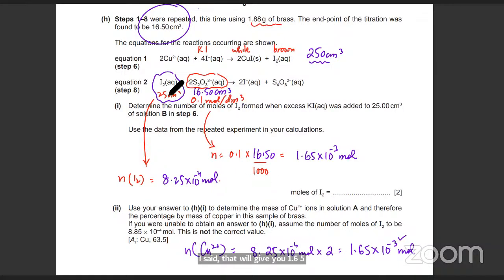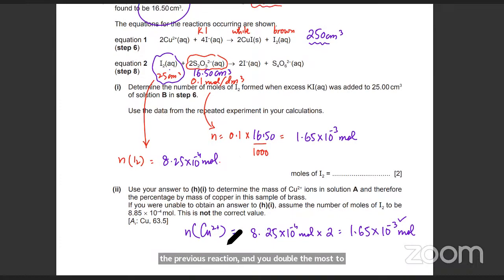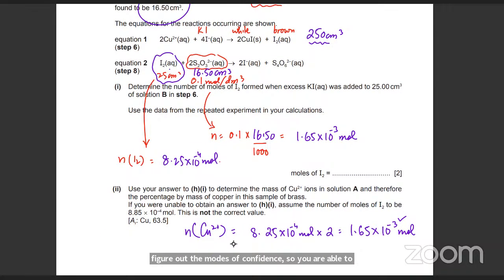So let me just repeat: you did the titration, thiosulfate was added, you found the moles of iodine, all that iodine was produced in the previous reaction, and you double the moles to figure out the moles of copper ions. So you're able to figure out the moles of copper ions, but this is only for the 25 cm3 that underwent titration. The original solution is 250 cm3.